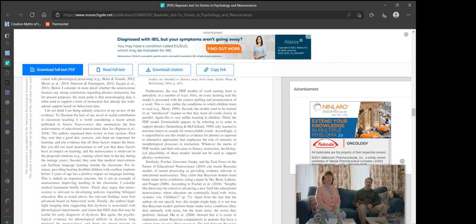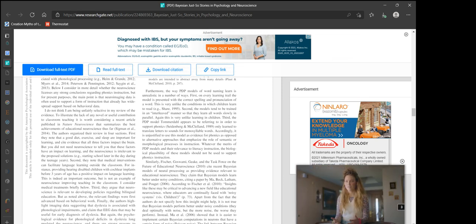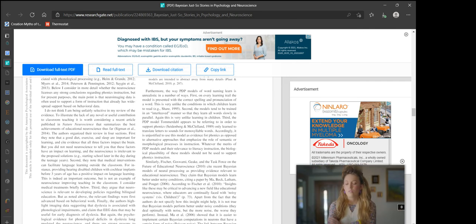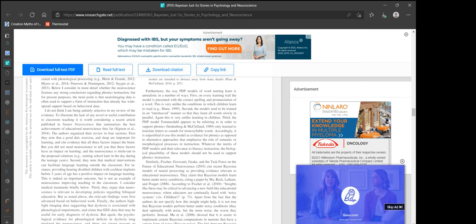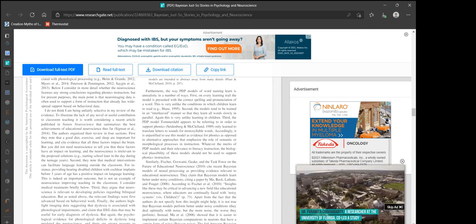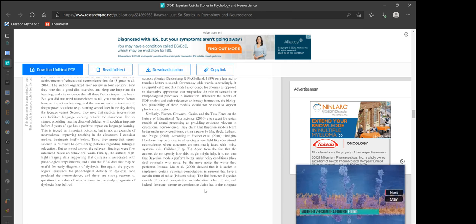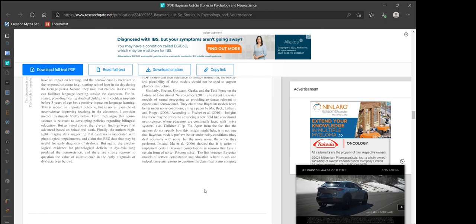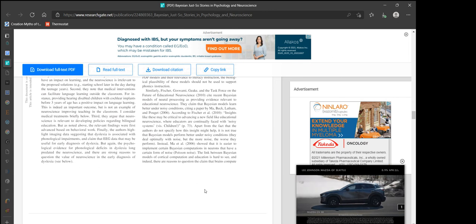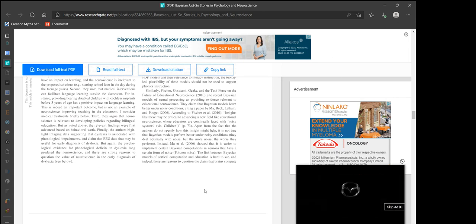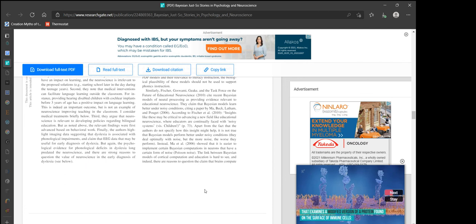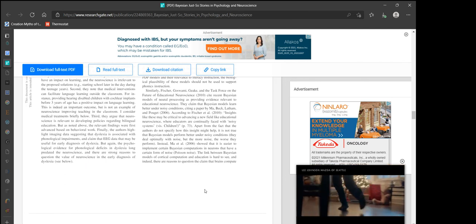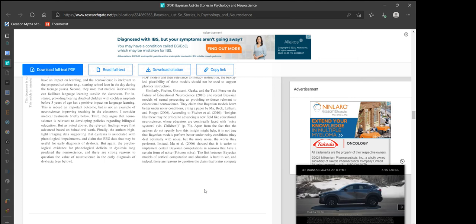Similarly, Fisher, Goswami, Geake, and the Task Force on the Future of Educational Neuroscience, 2010, cite recent Bayesian models of neural processing as providing evidence relevant to educational neuroscience. They claim that Bayesian models learn better under noisy conditions, citing a paper by Ma, Beck, Latham, and Pouget, 2006. According to Fisher et al., 2010, quote, "Insights like these may be critical to advancing a new field like educational neuroscience, where educators are continually faced with noisy systems," end quote, through children.